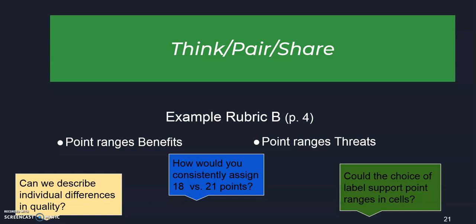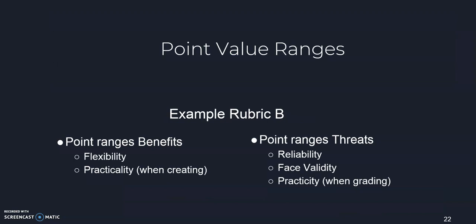Another thing to think about is that sometimes I see point ranges within those categories. So think about things like, how will we describe individual differences in quality? How can you be consistent if there's a range like 18 through 21 in a category? If you do use point value ranges, it does add flexibility, especially if there will be a big range in performance that will be assessed, and it adds some practicality when creating. But having those point ranges has some potential threats.